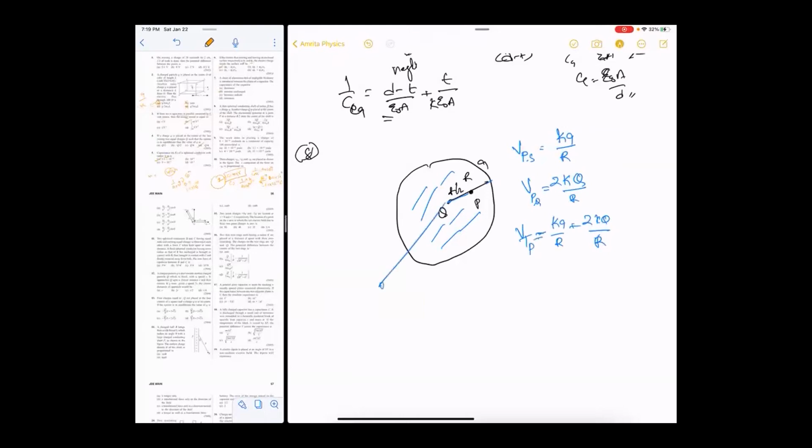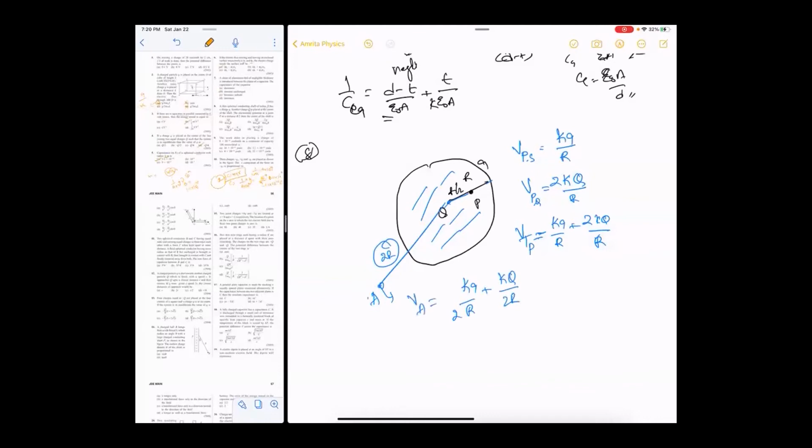If I ask you what is the potential at an outside point, some point A, what is the potential here? The distance is 2r. This point is outside, so even the sphere becomes a point charge. So this will be KQ by 2r plus Kq by 2r. This is the potential at A.